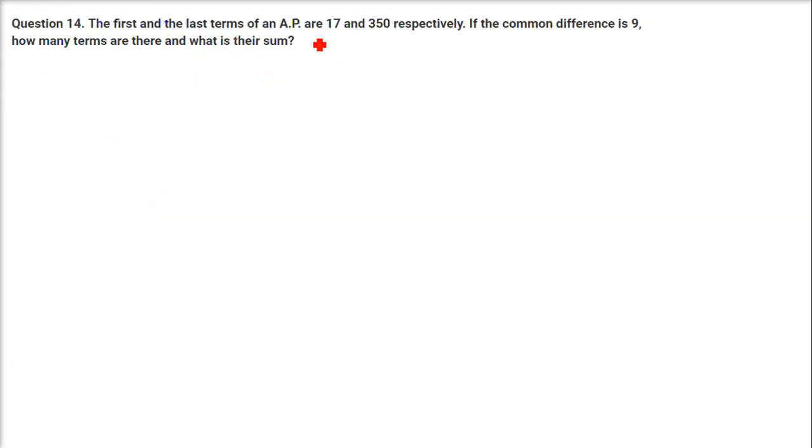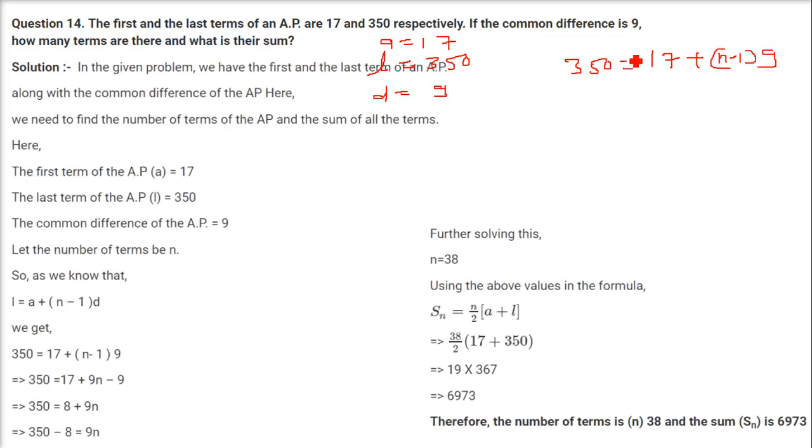The first and the last term of an AP are 17 and 350. If the common difference is 9, so the first term A is 17, L is 350, and common difference D is 9. How many terms are there and what is their sum? So the last term is given, so 350 will be equal to A plus n minus 1 into D. Use the formula 17 plus n minus 1 into D in order to find n. So you can just use 17 plus 9n minus 9 equal to 350. 17 minus 9 is 8, so it will be 8 plus 9n equals 350.